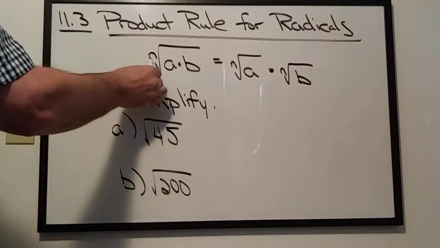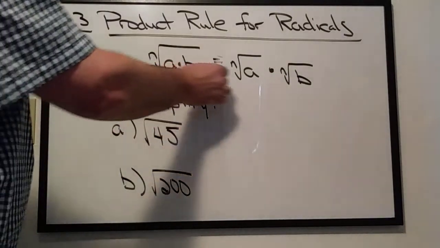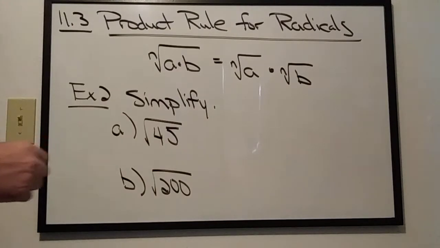Now notice the same index is happening all the way through. We can't change the index along the way. So if this is an n, these both have to be n's as well.